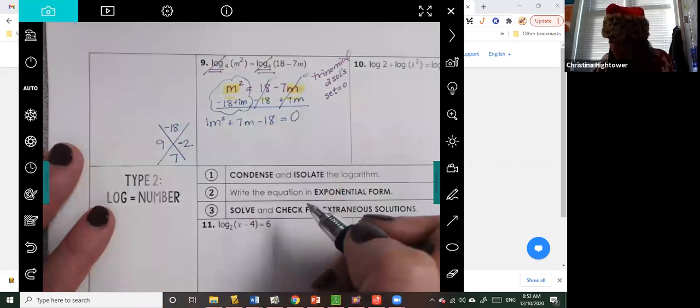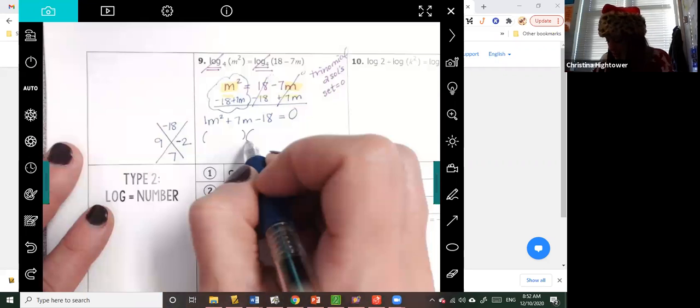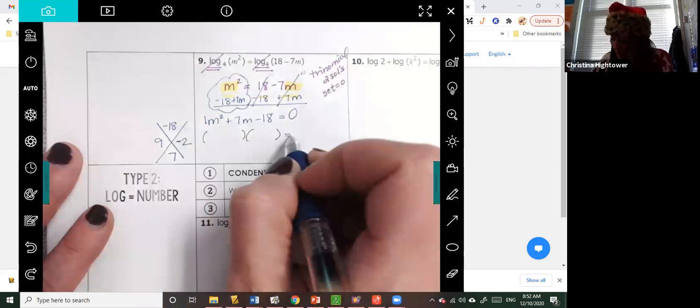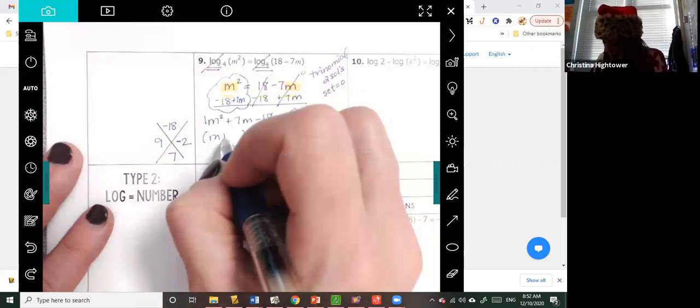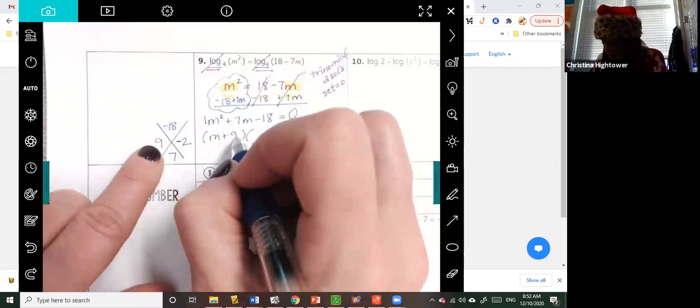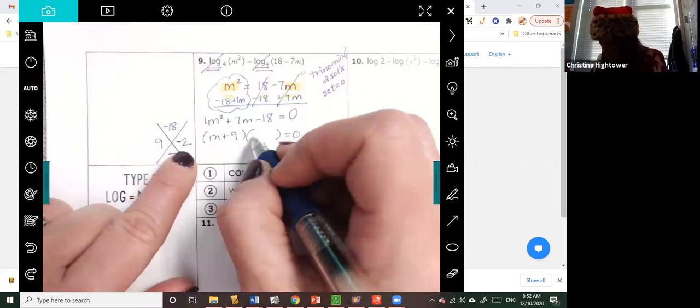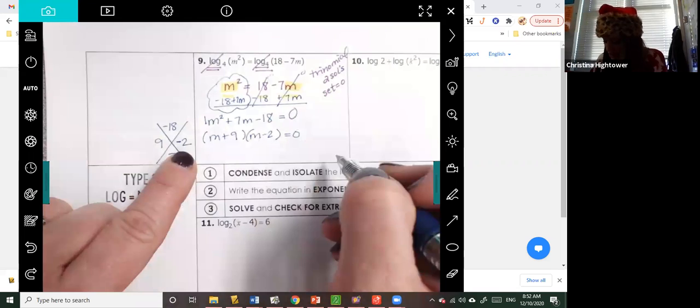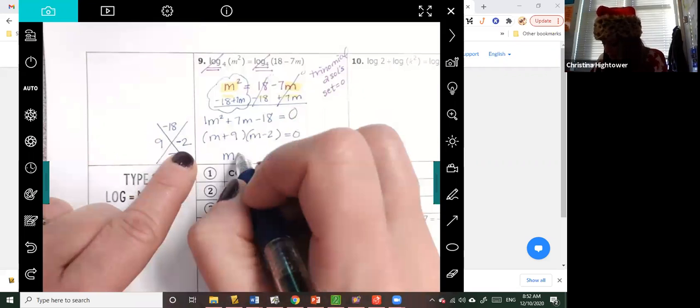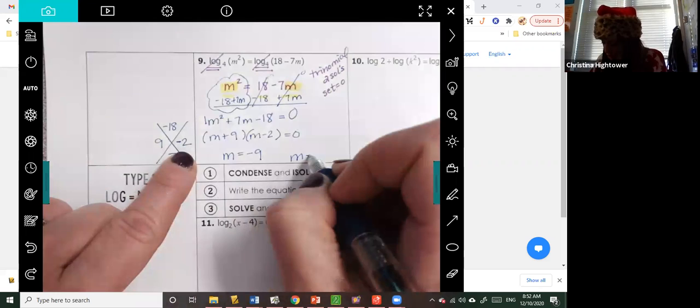So now I'm going to take those 2 numbers. Since it's the shortcut, I don't have to do factor by grouping. And I can just put the 9 right here and the negative 2 right here. So my answers are m equals negative 9 and m equals 2.